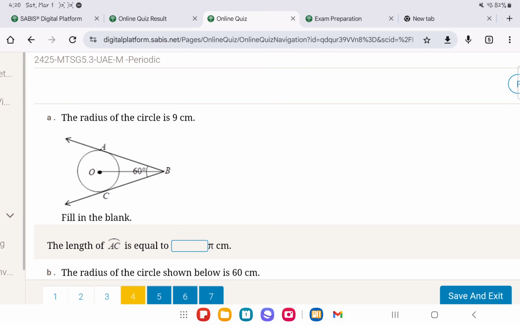Question number 4. The radius of the circle is 9 centimeters. We need to find the length of AC. I like this question. It's a very nice question, and you guys will see why I like it. Why do I like this question? Because it involves something we learned from last year. I don't know if you guys like it, but personally I like it.